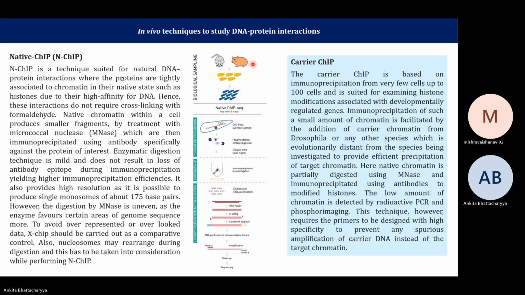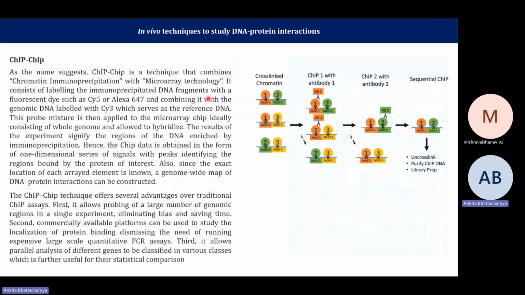precipitation. Here, native chromatin becomes partially digested and immunoprecipitated, and the low amount of chromatin is detected by radio PCR, phosphorimaging, etc. Anyway, you can read about it. Basically, the idea is that when you have very little chromatin, many times an additional amount of carrier DNA can also be added. So that's what we saw. Then I think this was our last slide from the last class. Finally, we talked about ChIP, which sometimes is also known as ChIP-on-chip.